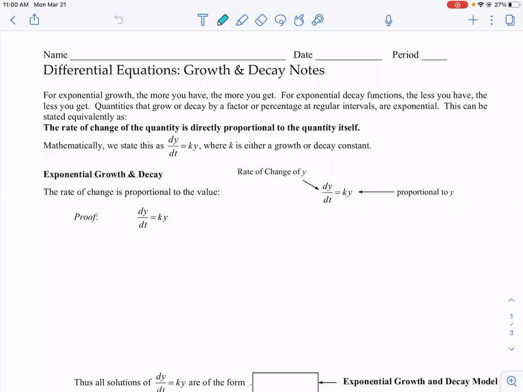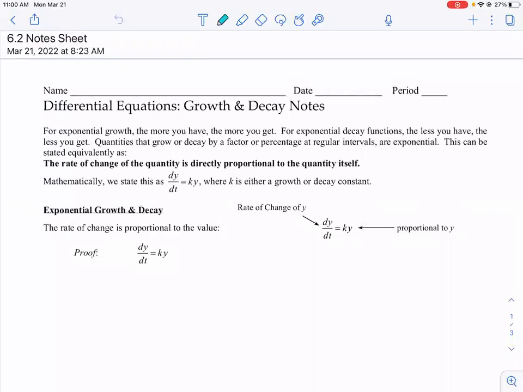So exponential growth, the more you have, the more you get. It grows faster and faster. Exponential decay, the less you have, the less you get. It decreases really fast at first and then it kind of slows, but still decreases. Can we maybe remember what those graphs look like? Exponential growth, exponential decay.